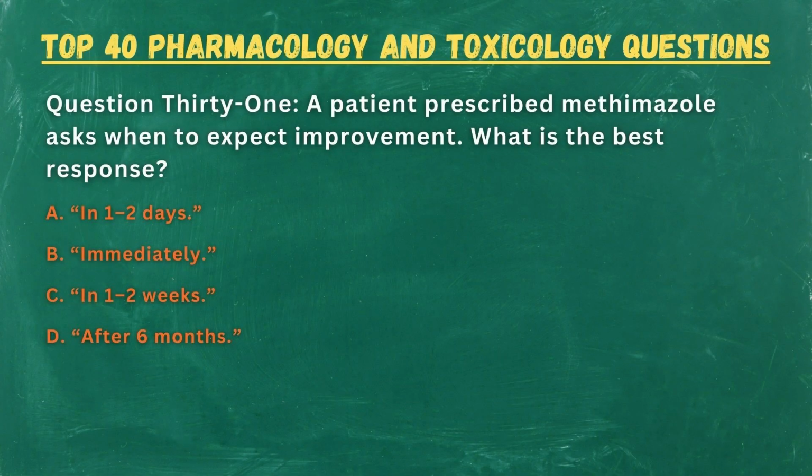Question 31. A patient prescribed methimazole asks when to expect improvement. What is the best response? A. In 1 to 2 days. B. Immediately. C. In 1 to 2 weeks. D. After 6 months. Answer C. In 1 to 2 weeks.